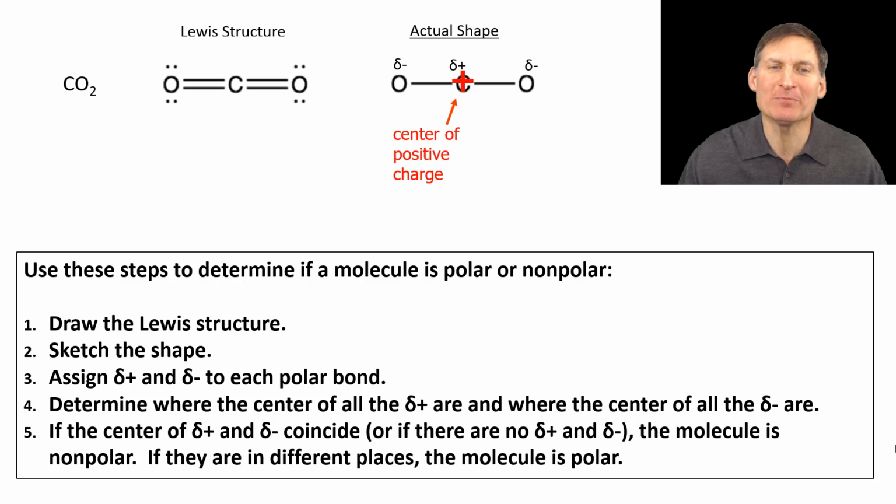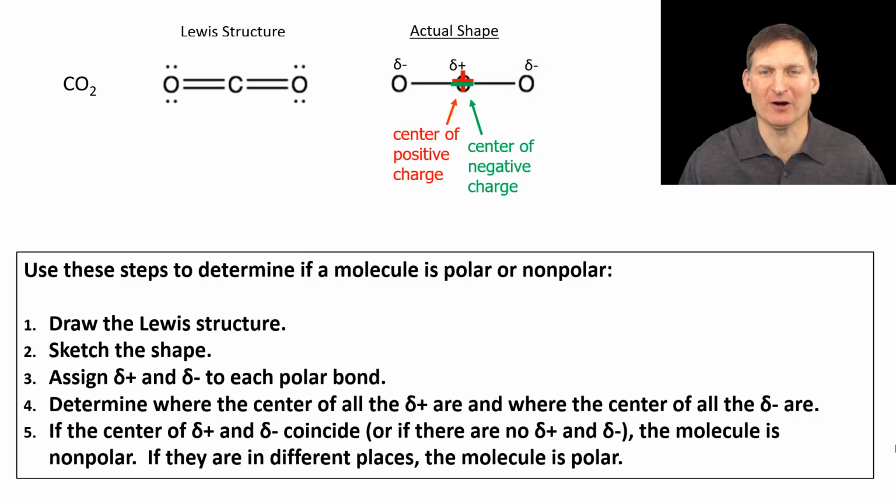But notice we have two partial negatives. So the question is, where is the center of those two negatives? Well, hopefully it's obvious the center of this oxygen and this oxygen is directly on the carbon. So the center of negative is also on the carbon.